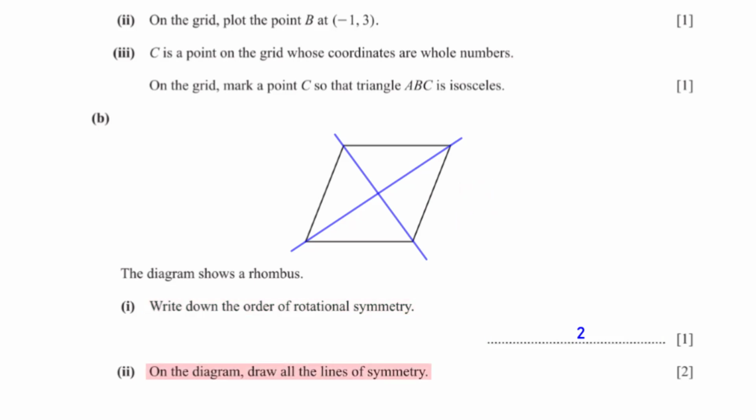On the diagram, draw all the lines of symmetry. The line of symmetry of a shape is the line that splits a shape into 2 mirror halves. A rhombus has 2 lines of symmetry.